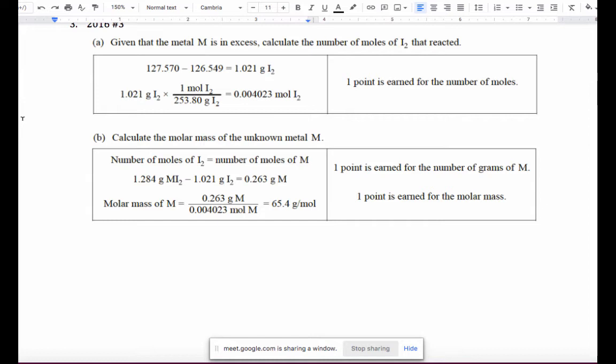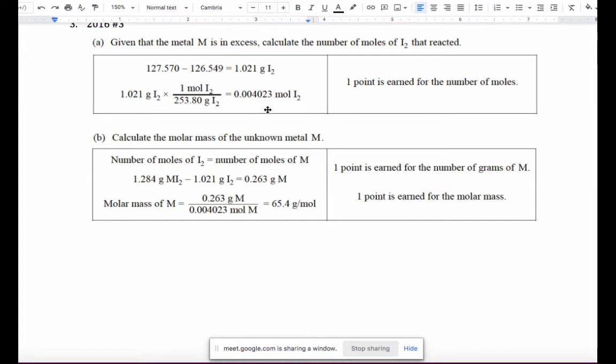Part B, calculate the molar mass of the unknown metal M. Molar mass is grams per mole. If we need to find the molar mass of something, you actually did this in the gravimetric analysis lab, and I know that was a long time ago, but the molar mass means you need the grams of M divided by the moles of M. And what we can do first when we're looking at moles, based on that balanced equation at the top, M to I2 was a 1-to-1 ratio. So the moles of I2 equals the moles of M.